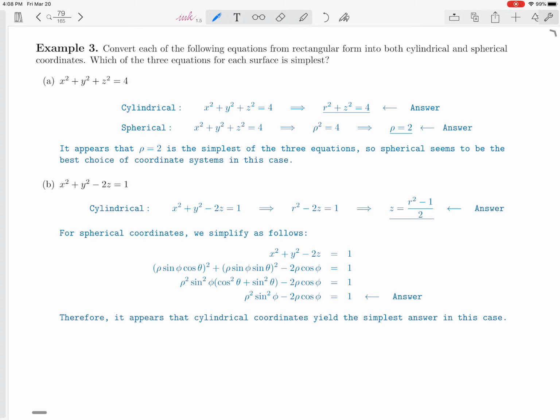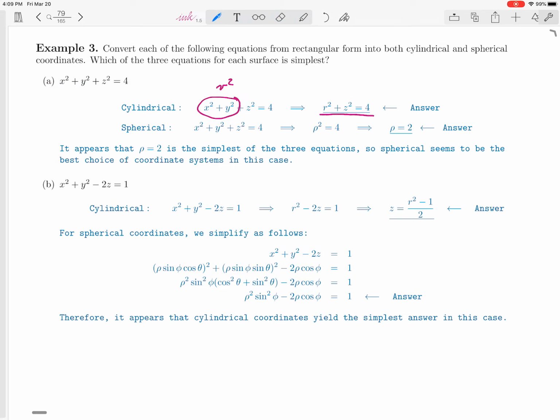In example 3, we are looking at two equations in Cartesian coordinates, and we would like to know what they look like in cylindrical and spherical coordinates. So to convert x squared plus y squared plus z squared equal to 4 into cylindrical coordinates, we remember that x squared plus y squared is the same as r squared. And so we can replace it with r squared, and we come up with r squared plus z squared is equal to 4. And that's our answer.